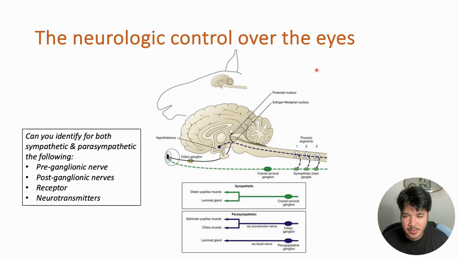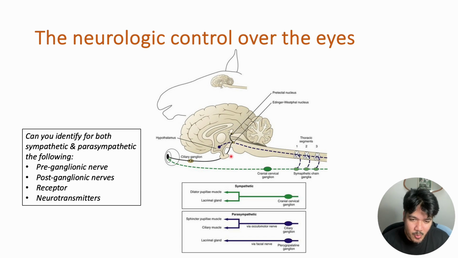Let's focus on eyes for a second. Looking at the image, it can always seem a bit intimidating or a little bit confusing. But if you look at it from the perspective of preganglionic and postganglionic fibers, receptors, and neurotransmitters, everything starts to make a lot more sense.